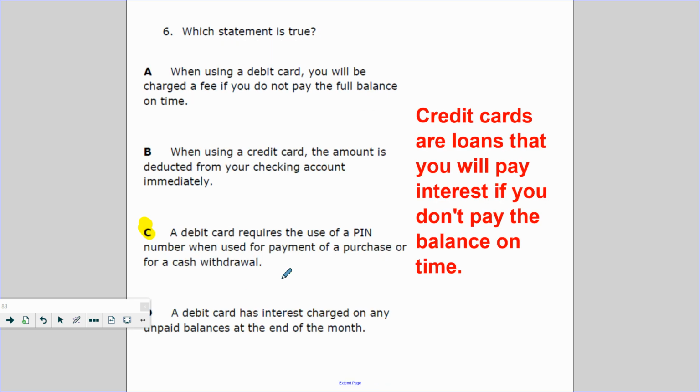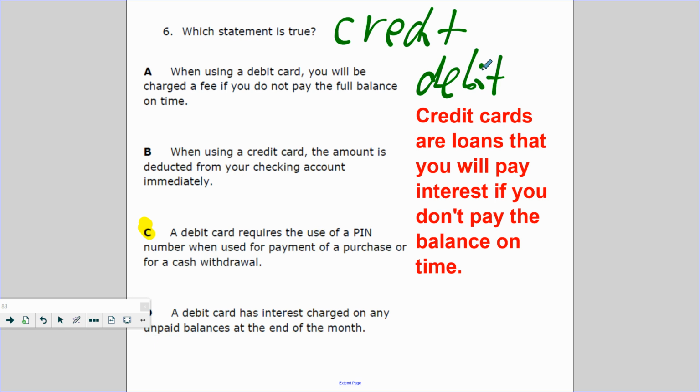Number 6, which statement is true? So before we begin, what do you know about credit cards and debit cards? A credit card is when you are borrowing money and you're going to pay it back at the end of the month. If you don't pay it back at the end of the month, you pay interest, and your credit score goes down. A debit card is money that comes straight out of your checking account. You're using an ATM card, entering a PIN code to take the money out. It's money immediately coming out of your money account.